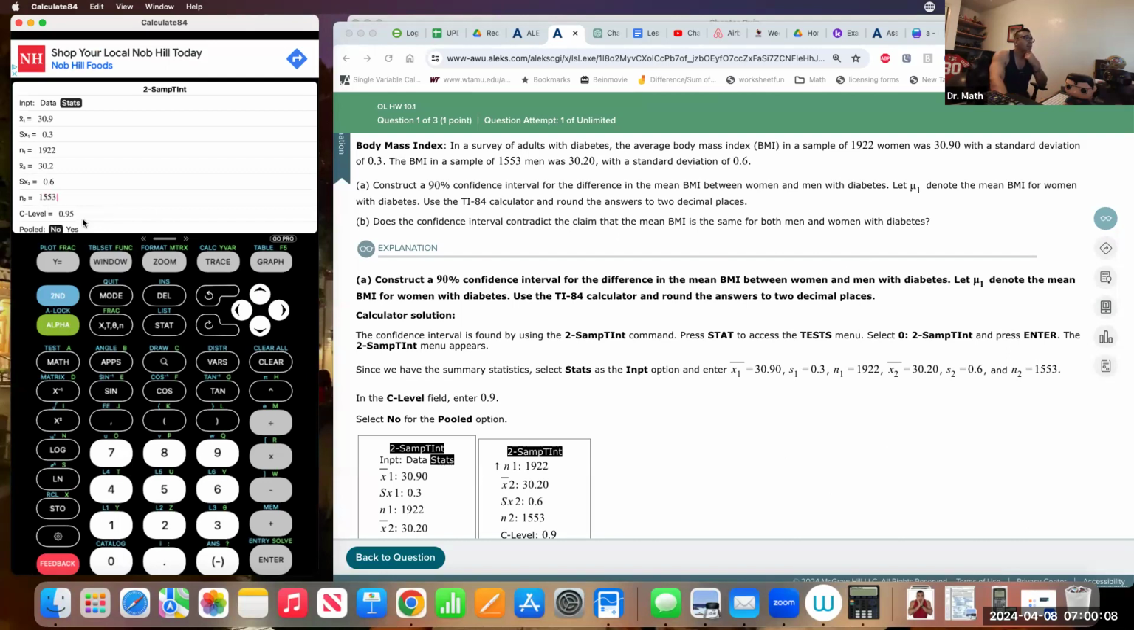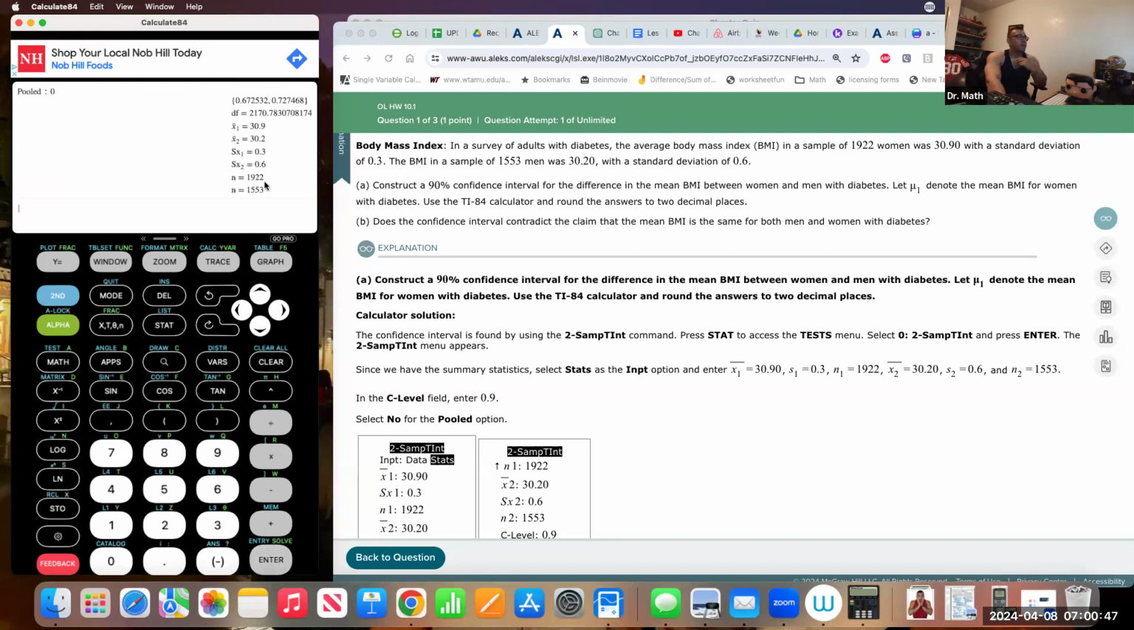1553. And our confidence level here, we are 90%. And we're always going to say no to pooled, and we'll talk about that in class. For over 99% of the time, our population standard deviation is not going to be equal between the two populations, and that's what pooled is talking about. So we'll just say no. That's saying we don't know our population standard deviation, but we're pretty certain that they're never going to be the same. All right, so we'll hit calculate.